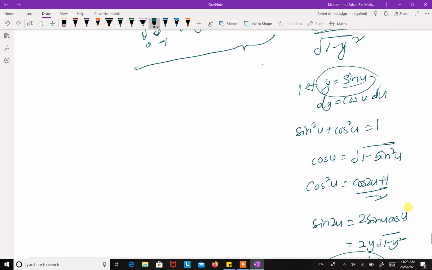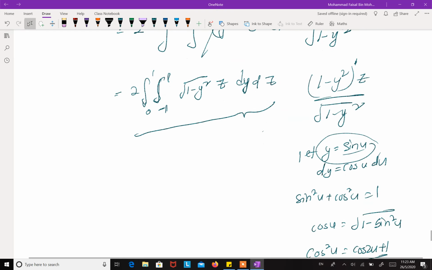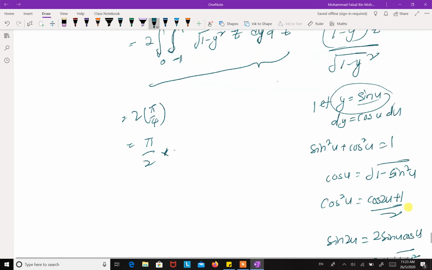Okay, so you can do it by yourself, and then you will get pi over 2. 2 times pi over 4, and then you will get pi over 2. Okay, I leave it to you.